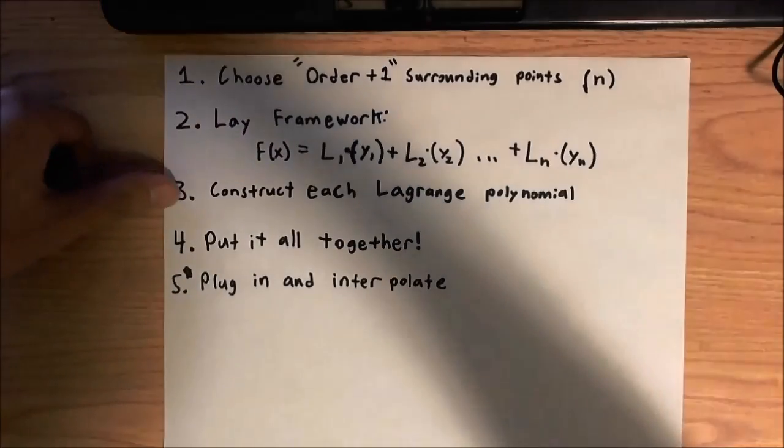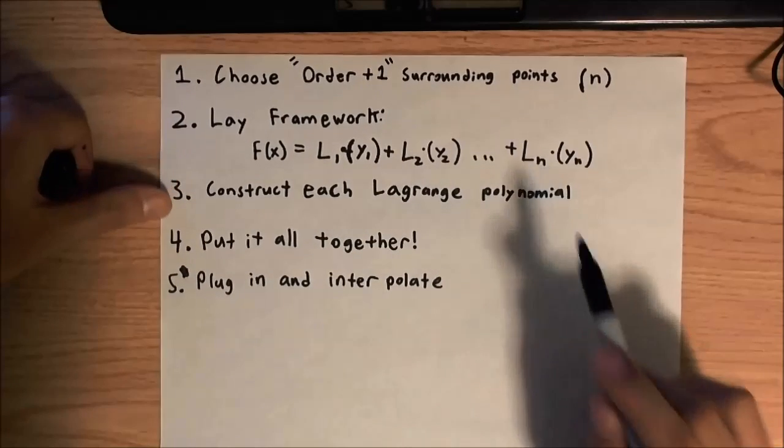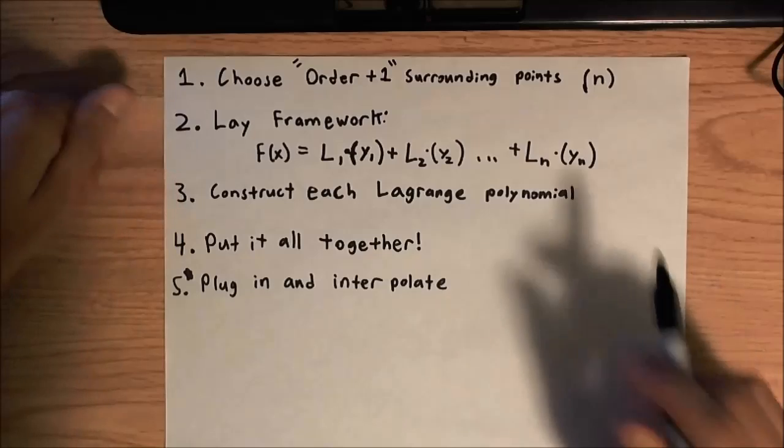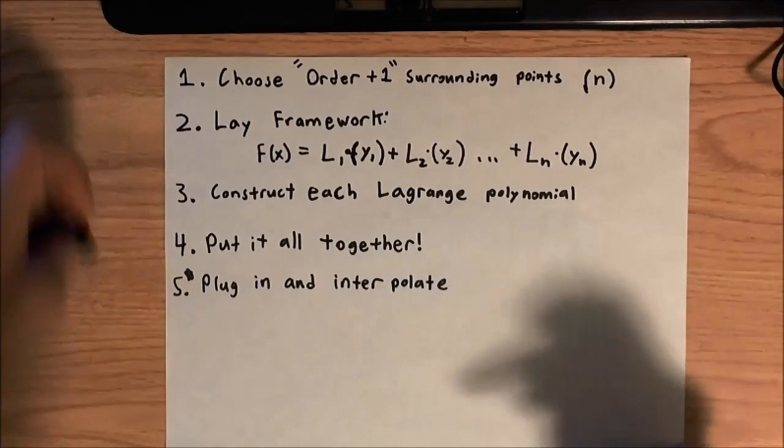After that, each Lagrange polynomial value, L1, L2, on to Ln, can be constructed separately. Then it needs to be put all together, and if your question prompts you to, you can plug in the value and interpolate.